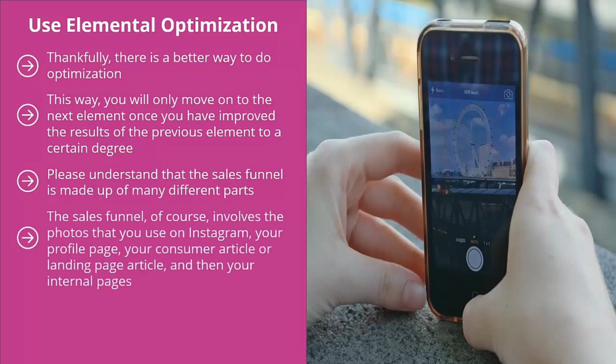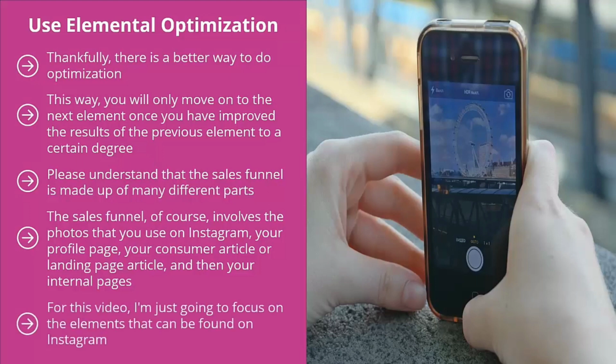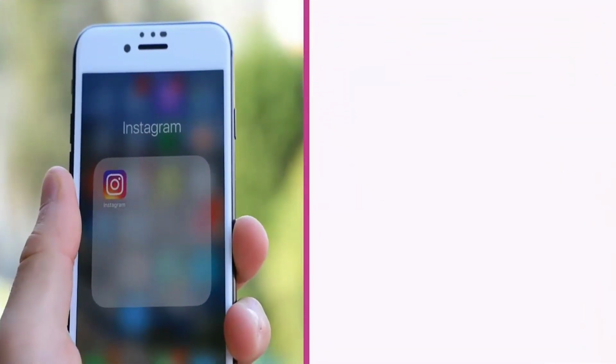The sales funnel, of course, involves the photos that you use on Instagram, your profile page, your consumer article or landing page article, and then your internal pages. Each of these have to be optimized, and each of these have separate elements within them. For this video, I'm just going to focus on the elements that can be found on Instagram. You can use the same element-by-element analysis to optimize your squeeze page, your consumer guide page, and other elements on your own website. But as far as this training is concerned, we're just going to focus on the elements found on Instagram.